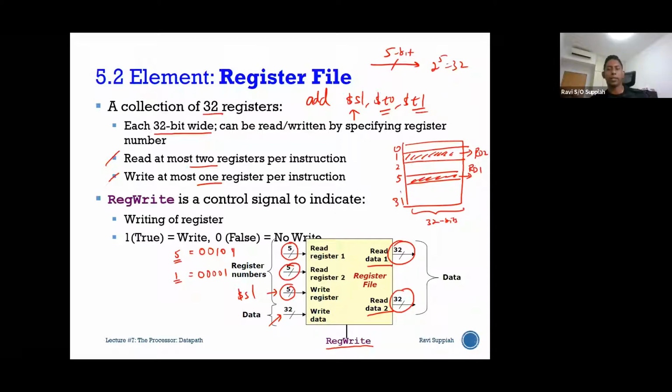But you can see that the register file is designed so that we are able to access the data from the registers and pass it on to the next stage. And at the same time, in cases where I need to do a write operation, I can also specify which register I'm going to write to. So that is the register file.